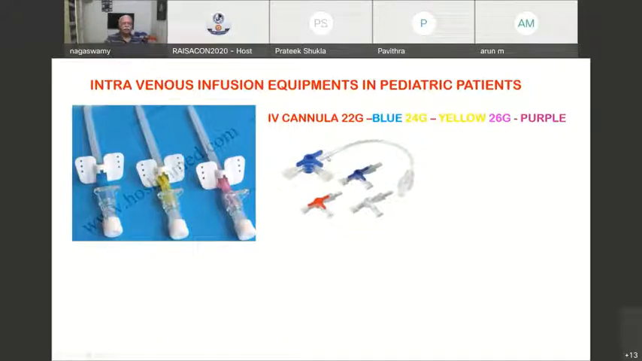Okay, so this is other equipment if you need, if you don't have an injection port. Otherwise, you can't give the drugs. And so this is a three-way extension.